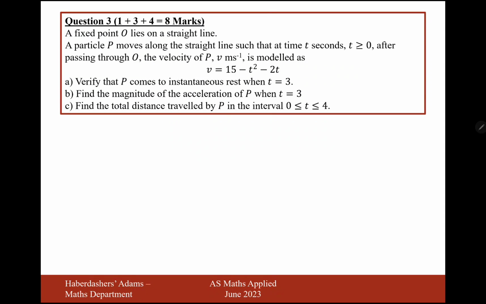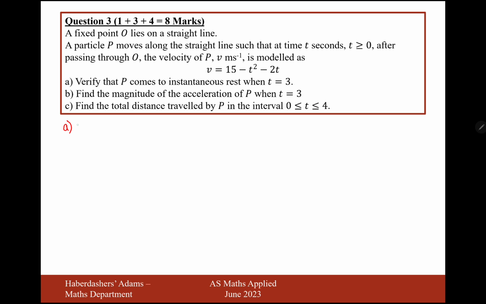A fixed point O lies on a straight line. Particle P lies along the same straight line such that at time t seconds, where t is greater than or equal to 0, after passing through O, the velocity of P is v meters per second, as modelled by this equation here. In part A, it asks us to verify that P comes to instantaneous rest when t equals 3.